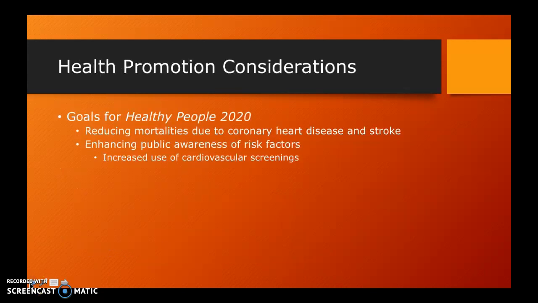So healthy people, health promotion considerations, we need to take into account for Healthy People 2020. One of the goals is reducing mortalities due to coronary heart disease and stroke, and making sure that we are using cardiovascular screenings to monitor somebody's blood pressure, monitor their cholesterol, and listen to their carotid arteries to make sure that they aren't blocked.